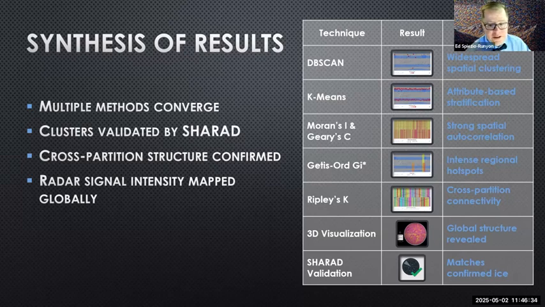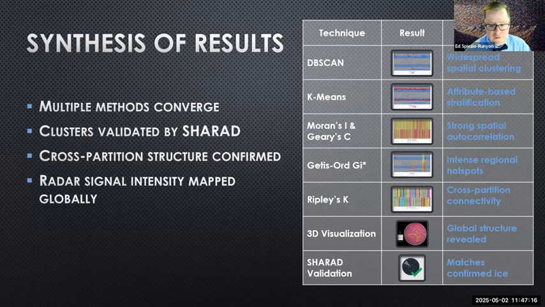Ripley's K revealed long-range connectivity, that reflectors aren't just isolated points, but are part of larger structures that cross partition boundaries across long distances. And the 3D visualizations made these structures visible on a global scale, and you're able to see connectivity between the different partitions. And finally, that little radar echo icon with the green check mark represents validation from SHARAD. It confirms that many of the strongest reflectors align with known subsurface ice zones. So together, these independent methods converge on the same regions: Utopia Planitia, Arcadia, mid-latitude regions, and the polar layered deposits.